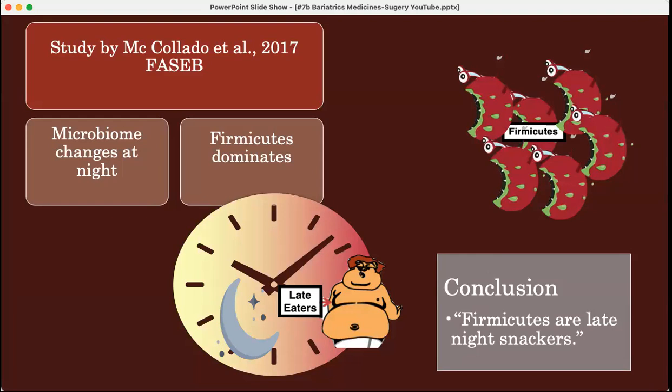Another study, in 2017, showed that the reason for this is that the microbiome of the gut changes at night. People that eat late at night are actually feeding their Firmicutes bacteria, that type of gut bacteria. And Firmicutes are very efficient energy harvesters. So they love being fed late at night, and they absorb all those calories into your bloodstream and increase fat deposition where you don't want it, which is around your middle.